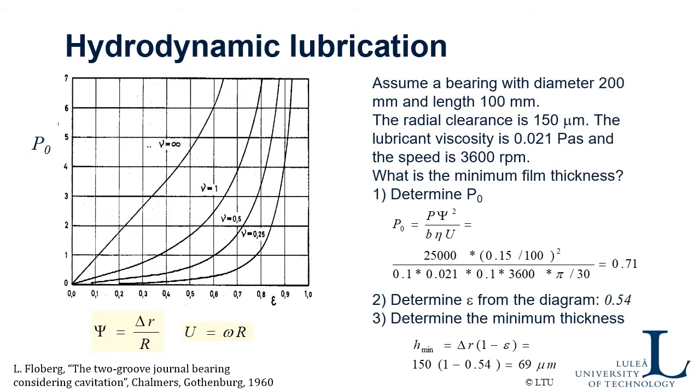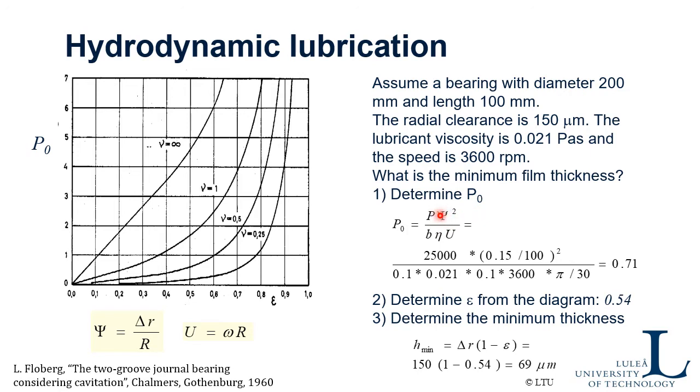So just an example here: you have a bearing with a diameter of 200 millimeter and a width of 100 millimeter. Assume that you have a radial clearance of 150 micrometer, a lubricant viscosity of 0.021 Pascal seconds, and a speed of 3,600 RPM. This is a typical turbine, or steam turbine, example. Can we then compute the minimum film thickness? Well, yes, of course. We can determine the P naught here first by just putting the numbers in here.